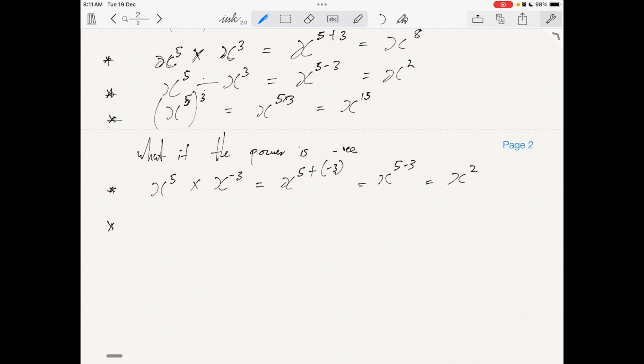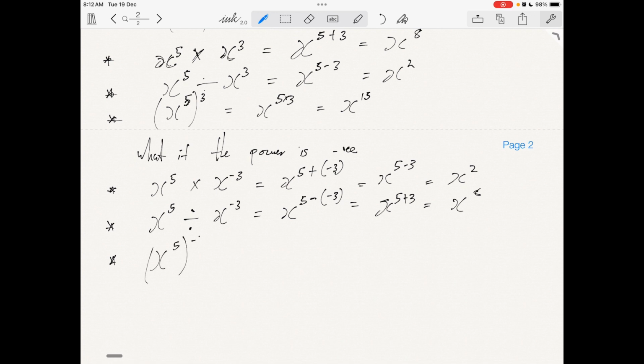Right, so we will apply the same thing. x raised to the power 5 divided by x raised to the power minus 3. That's x raised to the power 5 minus, this is minus because we are dividing, and we have a minus 3 again, so that's x raised to the power 5 plus 3, and that'll give me x raised to the power 8. And finally, x raised to the power 5, all raised to the power minus 3, so that's x raised to the power 5 multiplied by minus 3, and that'll give me x raised to the power minus 15.